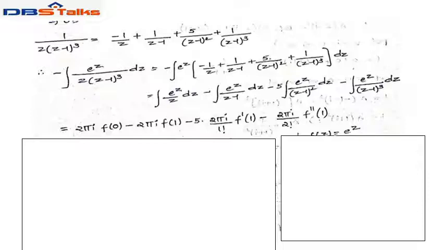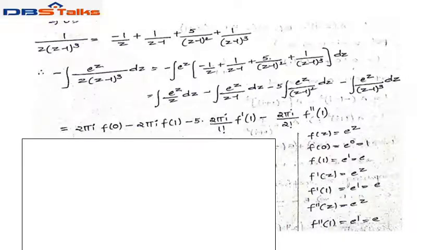So, that equals 2 pi i into f of 0 minus, in the second term, f of z is e power z and a is 1. So, minus 2 pi i f of 1 minus 5 into, so this is in the form of integral f of z by (z minus a) whole power n plus 1 dz. So, minus 5 into 2 pi i by n factorial, meaning 1 factorial, f dash of 1, minus 2 pi i by n factorial, meaning 2 factorial, f double dash of 1.